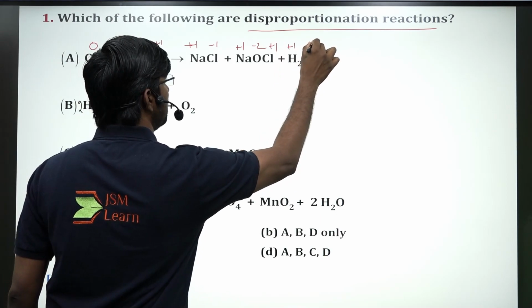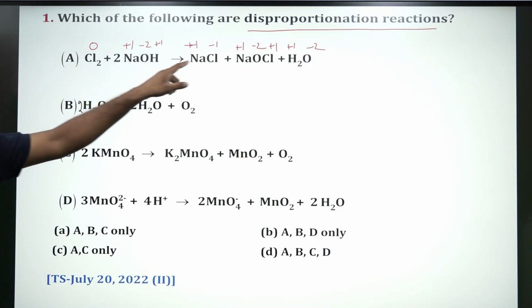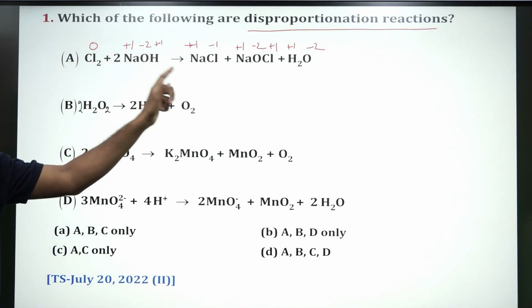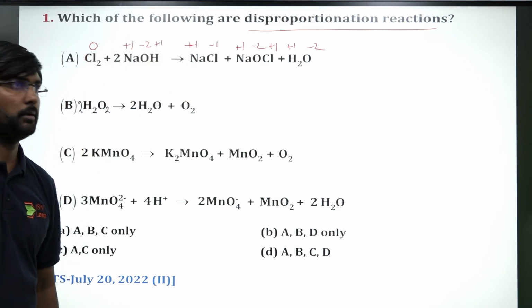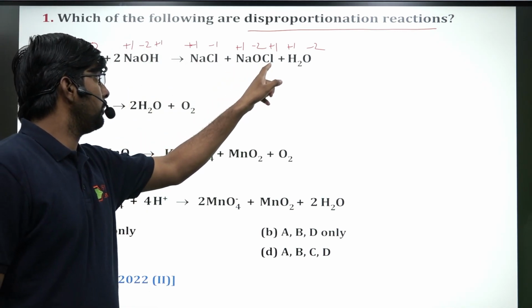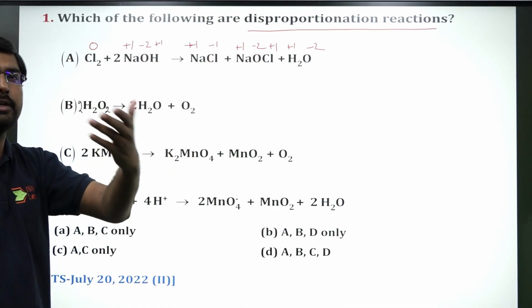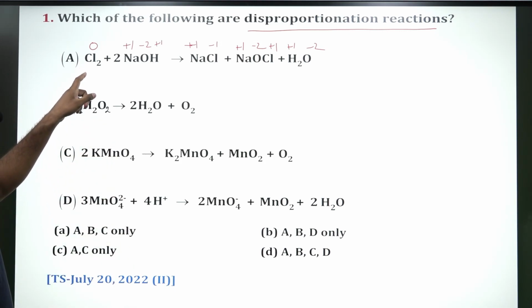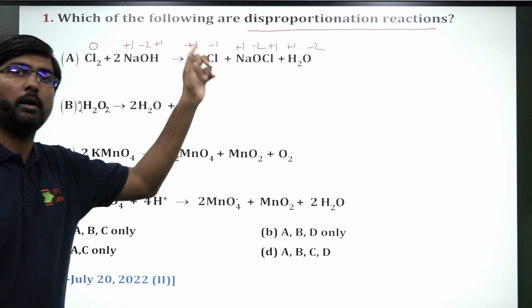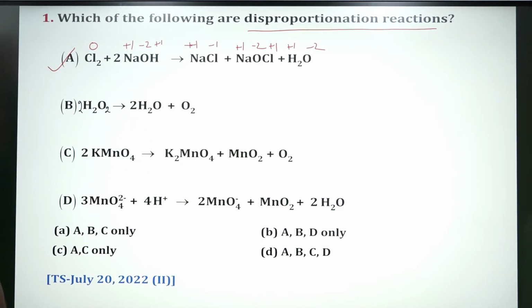Next here, sodium +1, chlorine -1, and +1, -2, chlorine +1. Here +1, -2. See here, chlorine goes from 0 to -1, which means it is undergoing reduction because the oxidation state decreased from 0 to -1. Next, from 0 to +1 means the oxidation state is increased, so it is undergoing oxidation. So the same element is undergoing both reduction and oxidation in the same reaction.